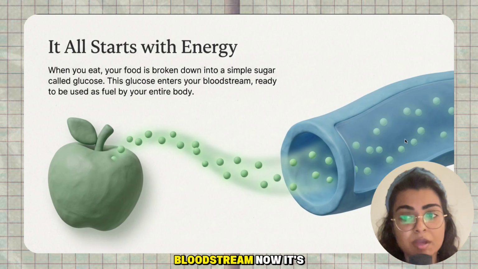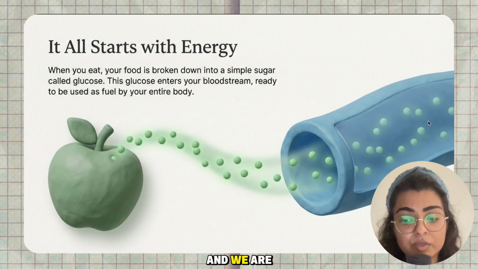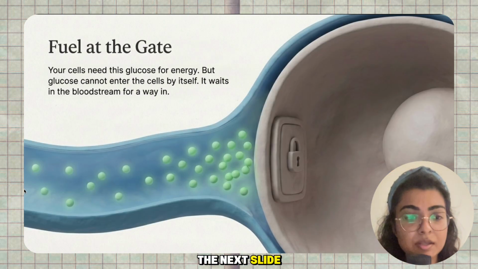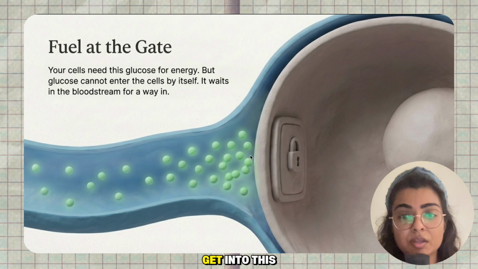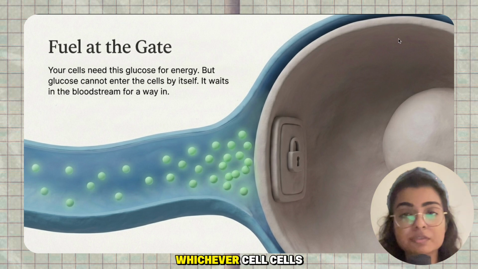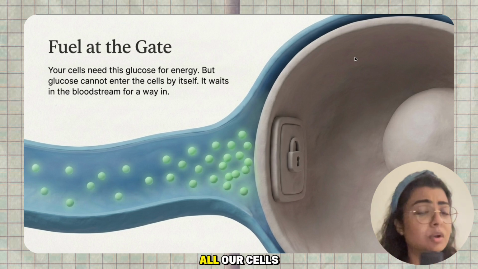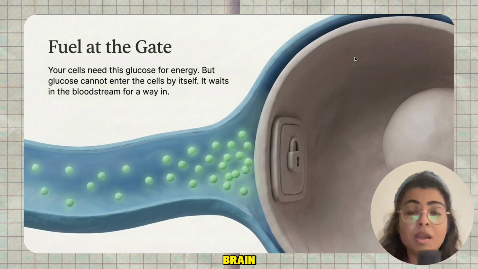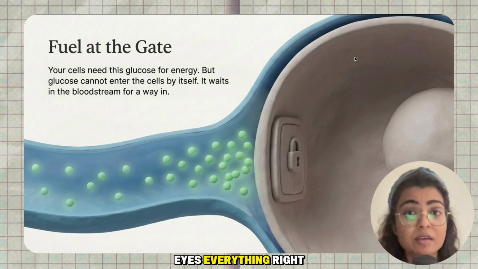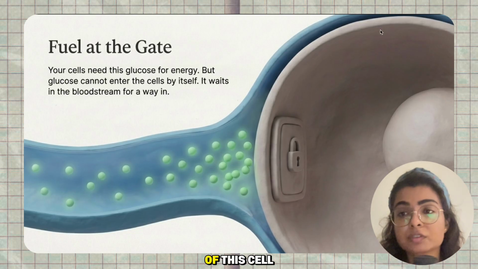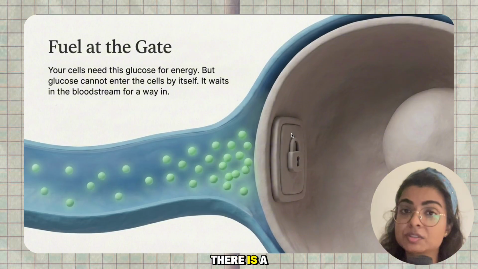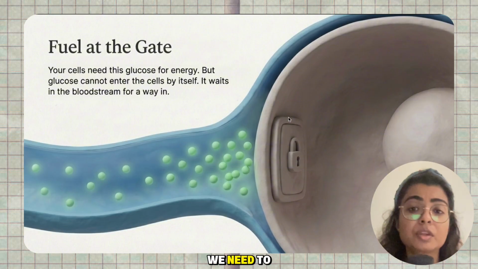This is your bloodstream. Now it's going to flow, and we are going to connect to the next slide, and the sugar is going to get into this cell, whichever cells require energy. All our cells require energy: our brain, our muscle, our eyes, everything, right? And on each of these cells on the wall there is a lock, right? So now we need to open it.